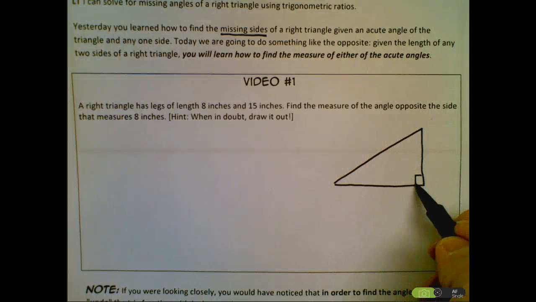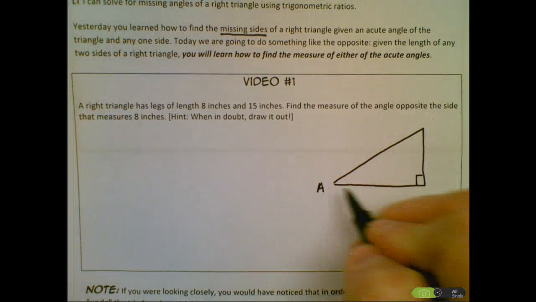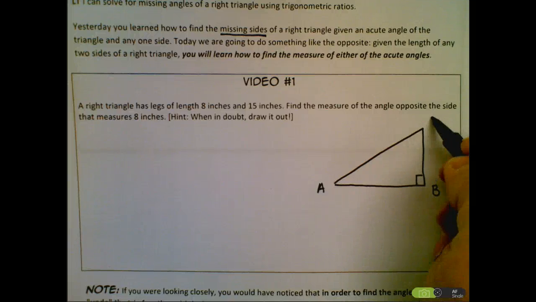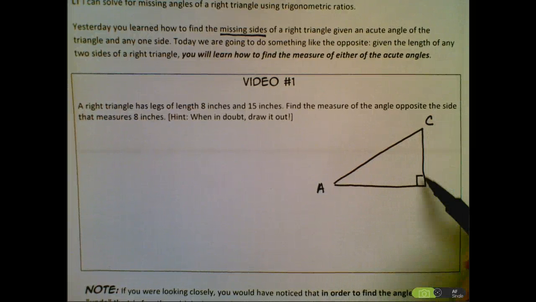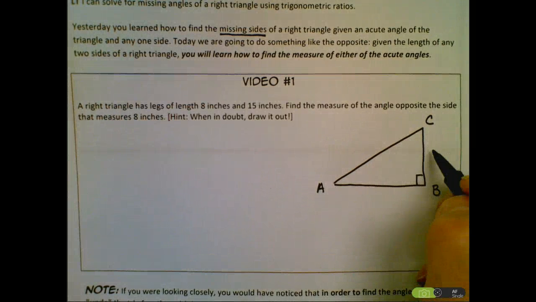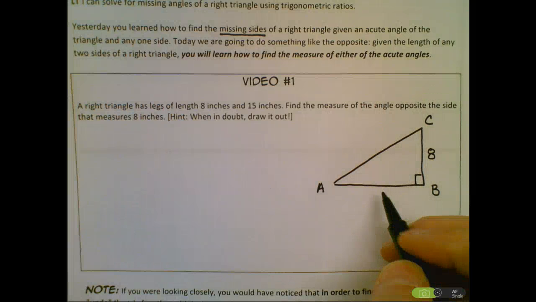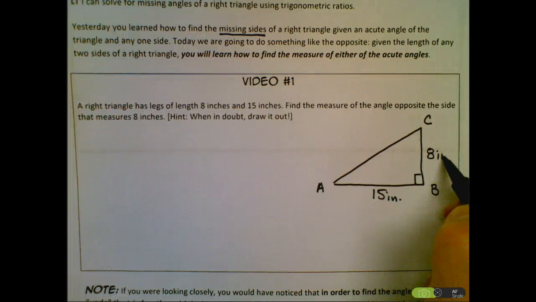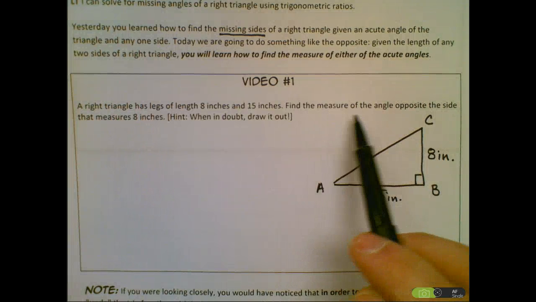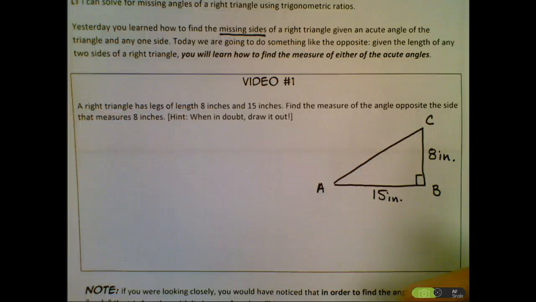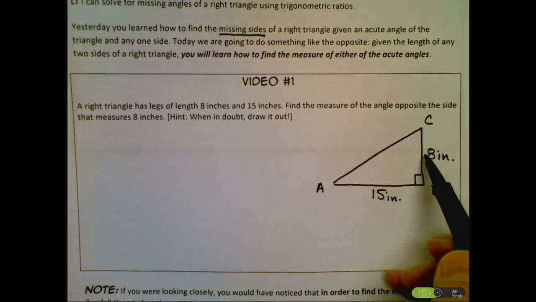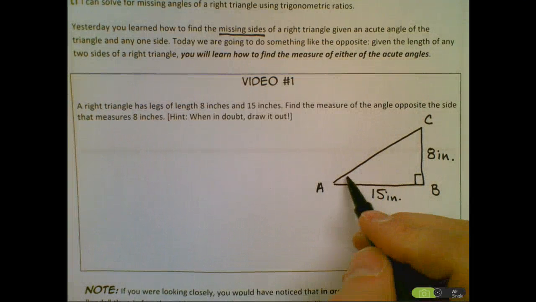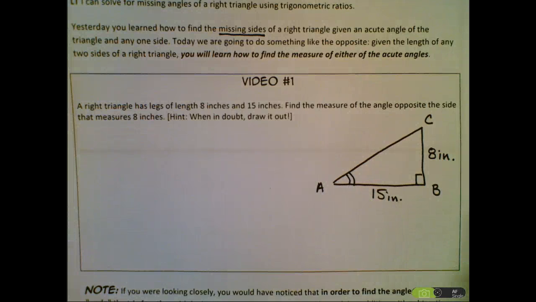So I'm going to put my right angle over here. I'm going to label it ABC just for fun. And since this side looks like it's a little shorter than this side, I'm going to label this 8 and that 15. Okay, and these are inches. And we want to find the measure of the angle opposite the side that measures 8. So I want to find the measure of the angle opposite the 8. So I'm going to find the measure of angle A.